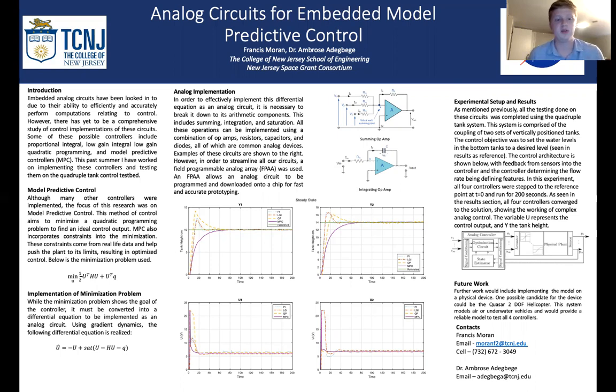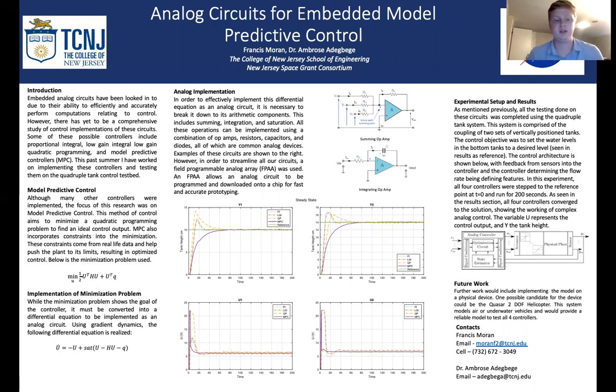Although many of the controllers were implemented, the focus of this research was on model predictive control. This method of control aims to minimize a quadratic programming problem to find an ideal control output. MPC also incorporates constraints into the minimization. These constraints come from real-life data and limitations and help push the plant to its limits, resulting in optimized control. Below is the minimization problem used, minimizing a variable u with certain constraints.